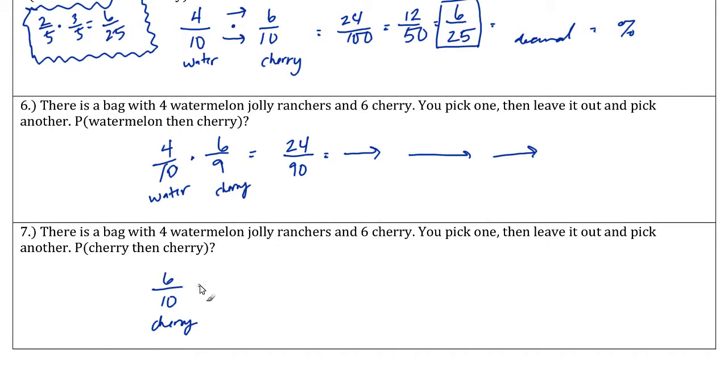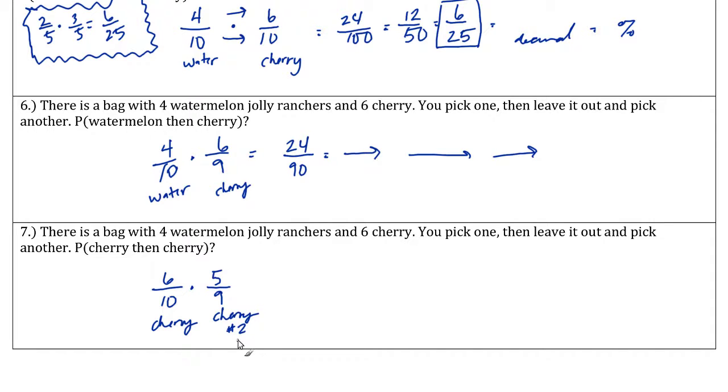Now, if we assume we took a cherry out, how many candies do we have left? We have 9. So how many cherries would be left out of the 9? There would be 6, because remember, there was that 6 out of 10 chance that you took it the first time. If we assume we actually took one out, you only have 9 left, and you would only have 5 cherries left because you assumed that you already took one out.